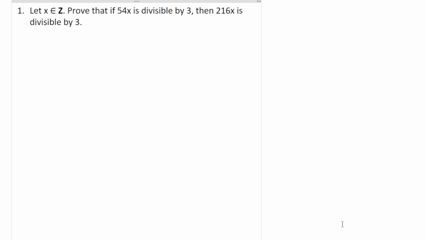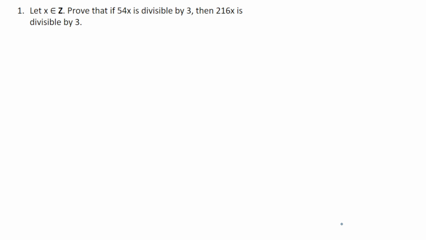Hello everyone, and welcome to the Section 3 examples for the Mathematical Proofs lecture series. So we have 7 problems that we are going to look at and prove using the trivial, the vacuous, and the direct proofs. So let's take a look at the first problem that we have here.